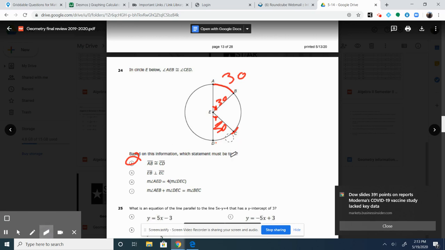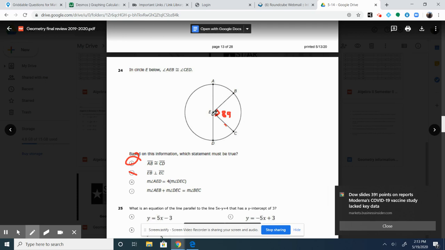So the second one tells us that EB and EC are right angles. Now, it may look like that, but we do not have enough information to assume that. It could be that it's 89 degrees. We don't know that for a fact. So that answer cannot be correct.